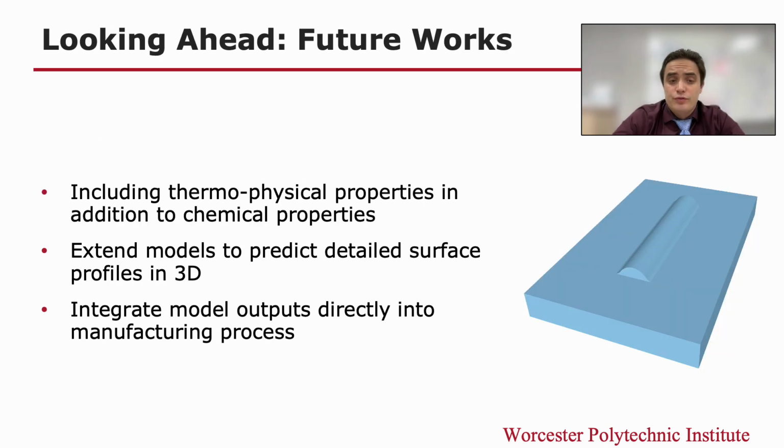Moving forward, we seek to extend upon this work through a few key steps. First, we'll introduce thermophysical properties in addition to chemical properties as a part of the feature engineering process. Next, we'll extend these models further to predict surface profiles in 2 and 3 dimensions instead of simply predicting the industry standard width and height. This will give us more information, enabling a more precise optimization process. Lastly, we will directly integrate this work into the manufacturing process to improve part quality and reduce waste.